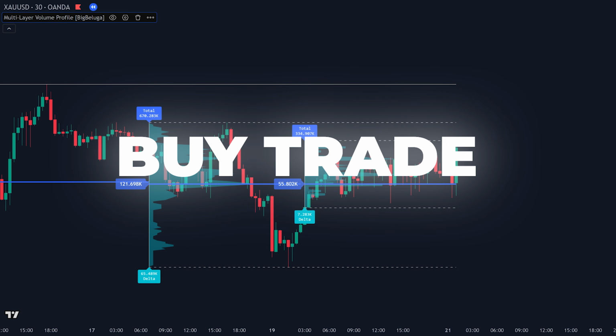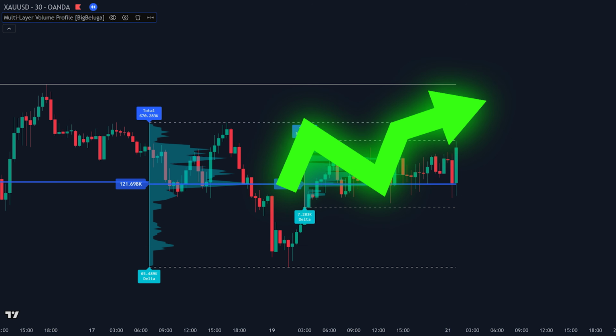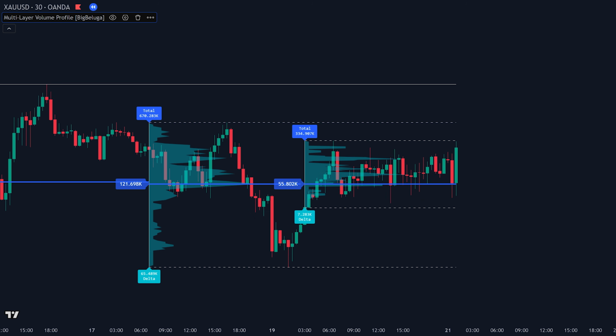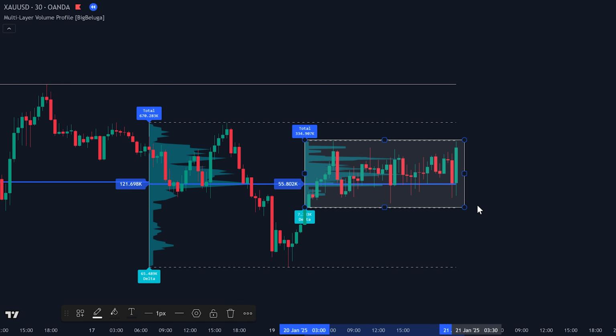Here is another similar buy trade. This chart shows a clear bullish trend, and the multi-layer volume profile makes that strength easy to spot. Look at the delta label at the bottom of the latest profile. It's bright cyan, telling us buyers are in control. At the same moment, price is ranging around the thick blue point of control line, marking a consolidation zone.